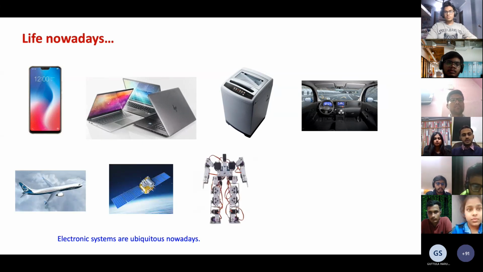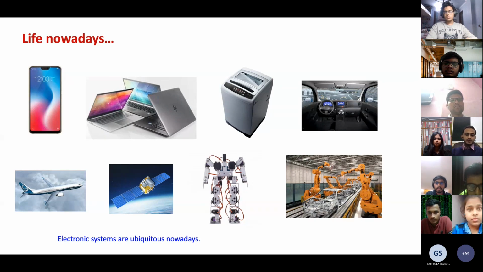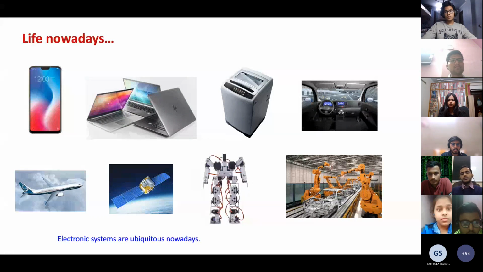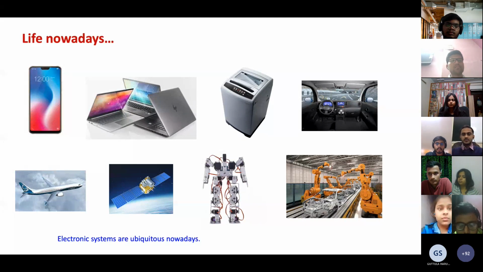But almost all the engineering branches nowadays use automation or electronic systems. So electronic systems are, in a way, ubiquitous. They are everywhere nowadays. We cannot say that there are certain electronic systems and some mechanical systems. Generally, every system has multiple engineering disciplines in it.